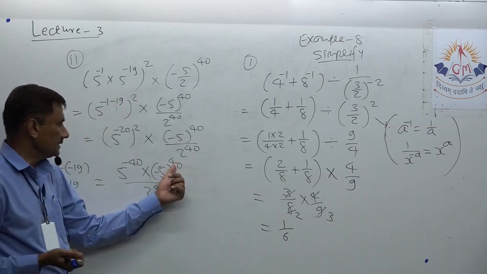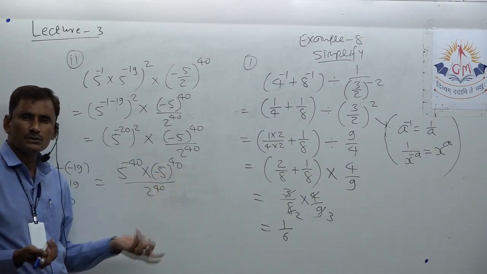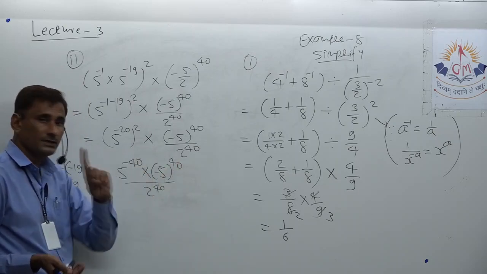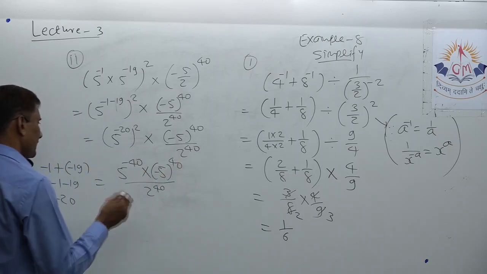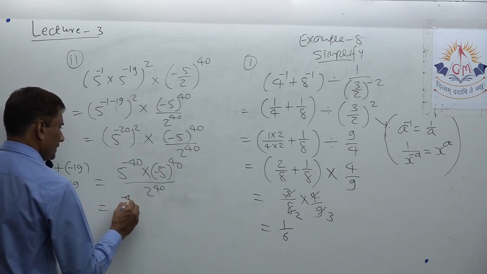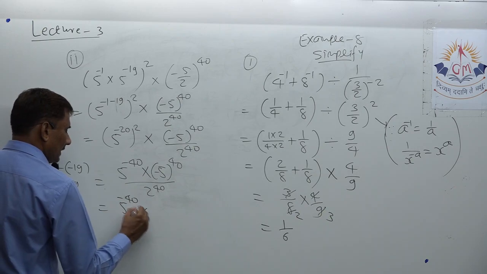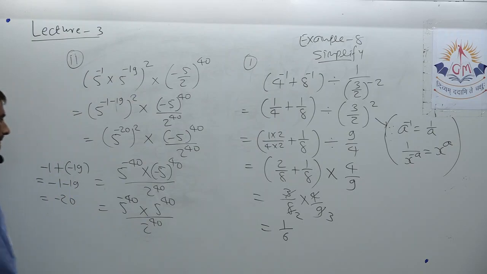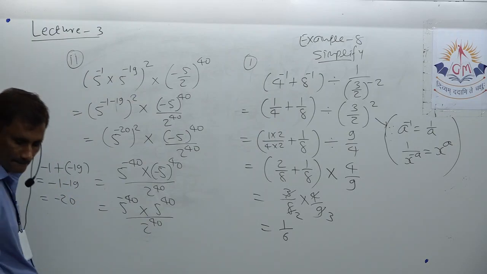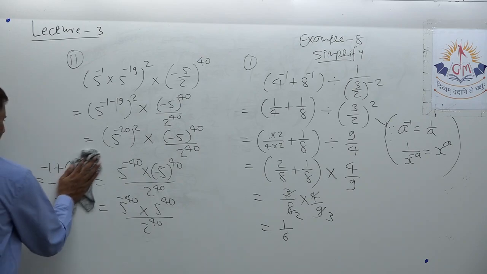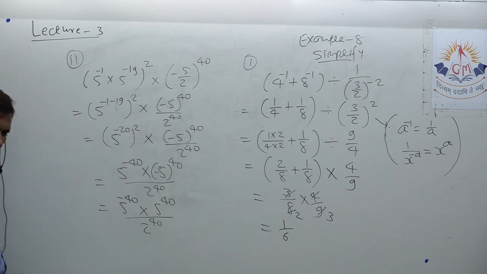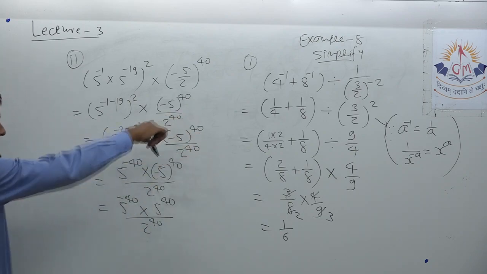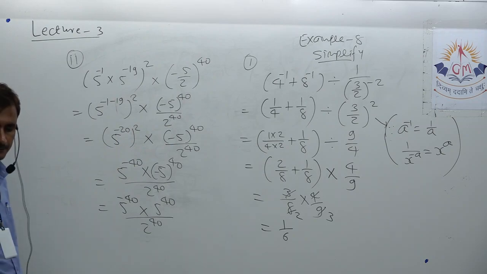But whenever an even number is here, you can write here plus 5. Because whether it is minus 5 raised to 40 or 5 raised to 40, both are the same here. Why? Exponent is even. Okay. So now you can write 5 raised to minus 40 multiply 5 raised to 40 upon 2 raised to 40. Okay, so here now I am removing that sum and writing there.